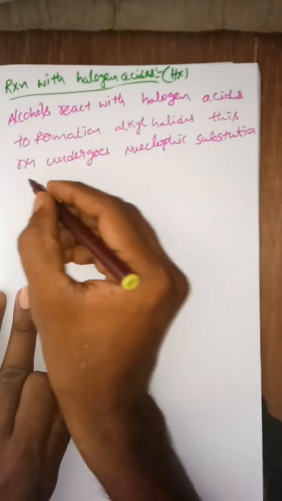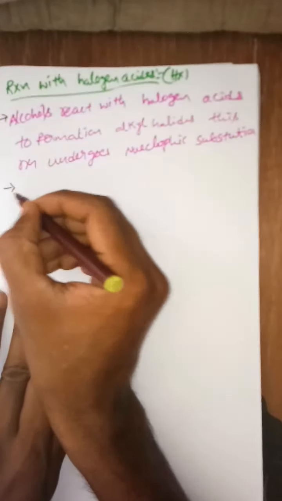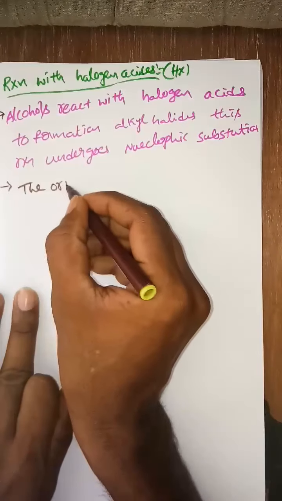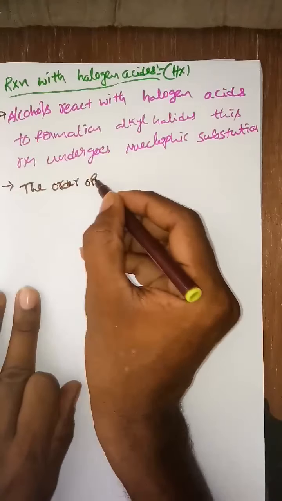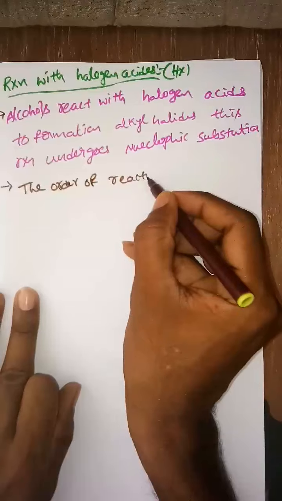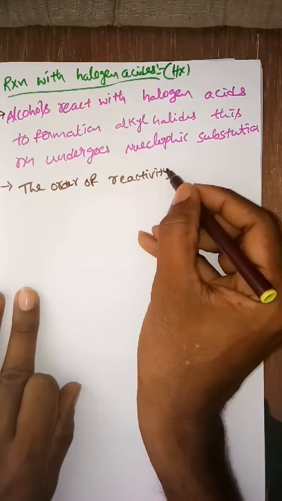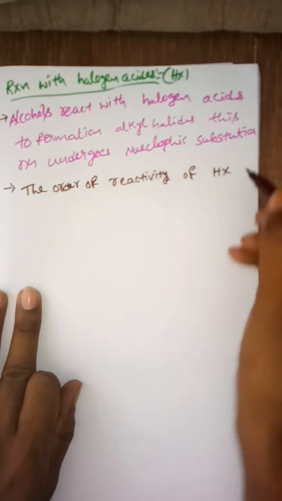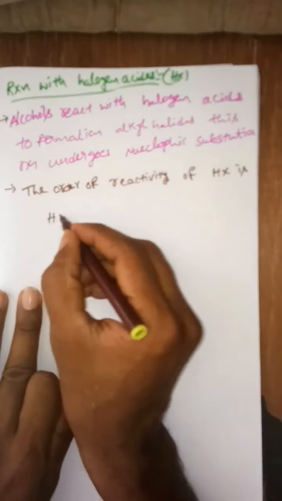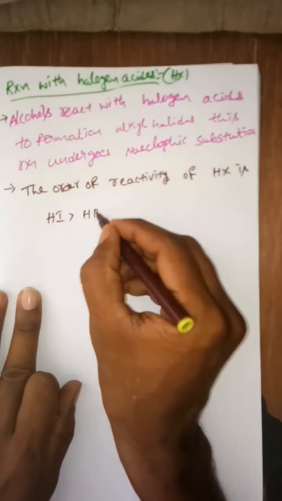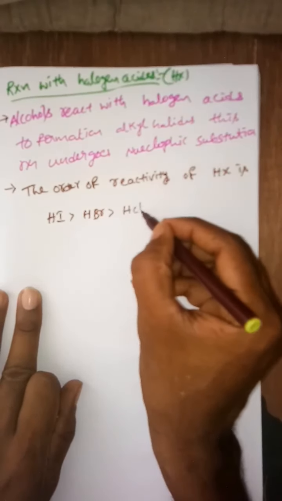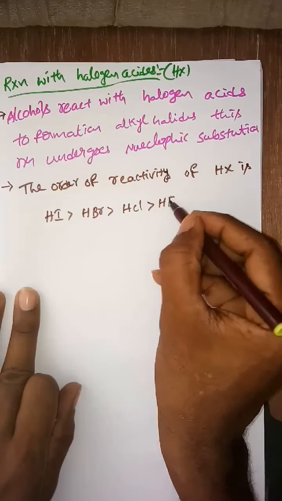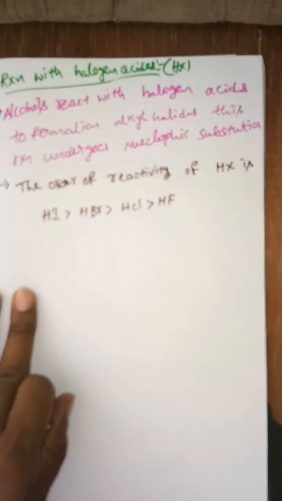The order of reactivity, this is the first point. The order of reactivity of halogen acids is HI, HBr, HCl, HF. That is the order of reactivity of HX. Then next one.